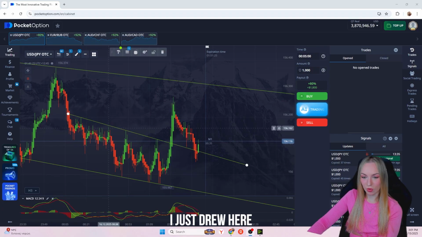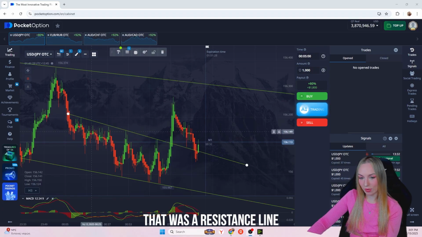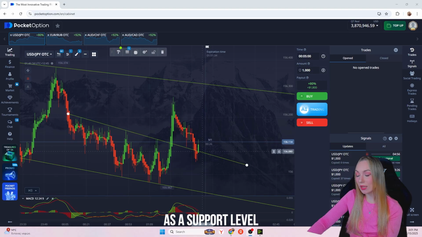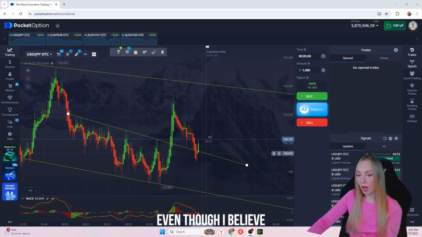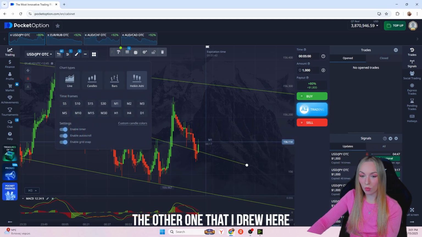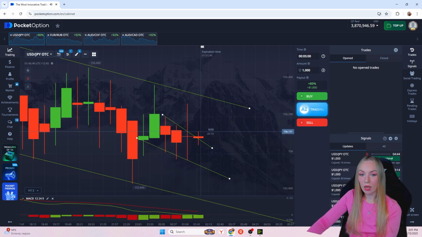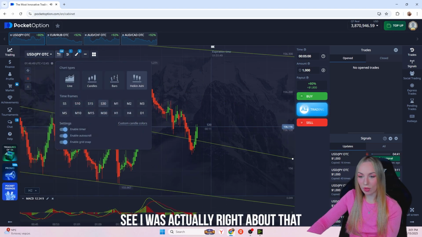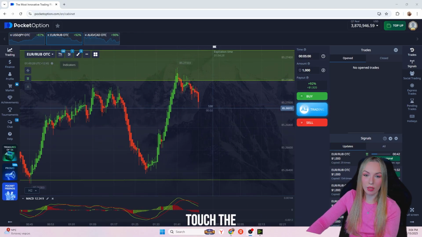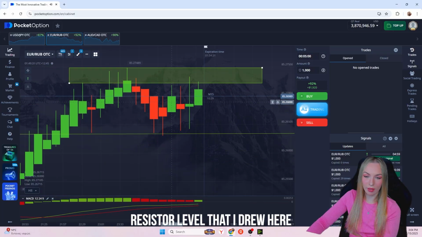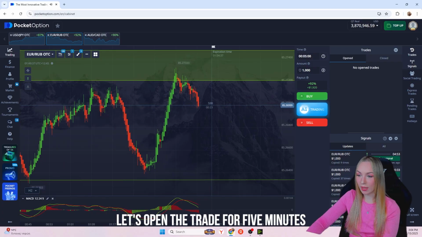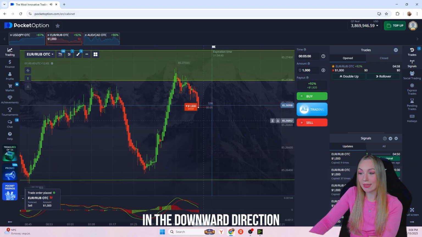By the way, look, I just drew here another resistance line that was a resistance line for this period of time, and right now our price is using it as a support level, even though I believe that in the future it will go down and reach this point, or maybe even the other one that I drew here. But you see, I was actually right about that. Euro ruble actually touched the resistance level that I drew here, and now we can open the trades in the downward direction. Let's open the trade for 5 minutes in the downward direction.